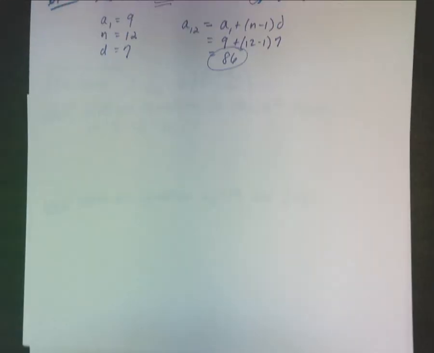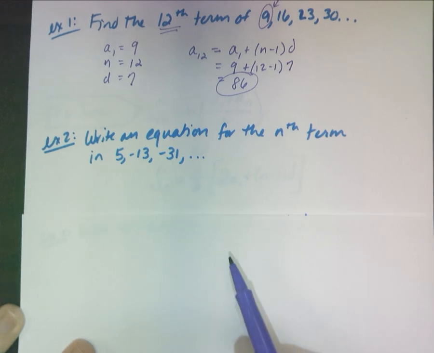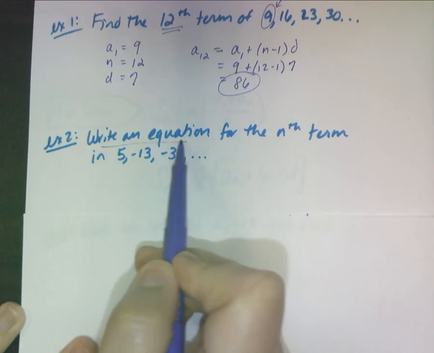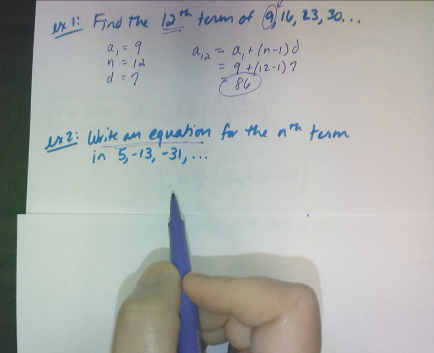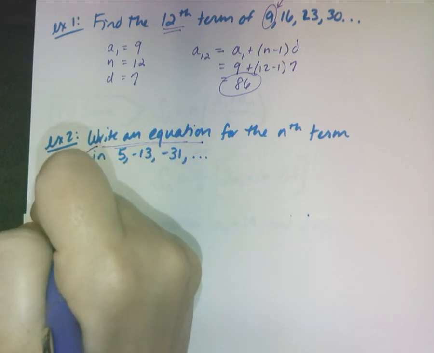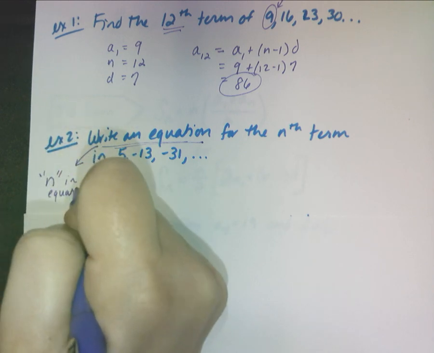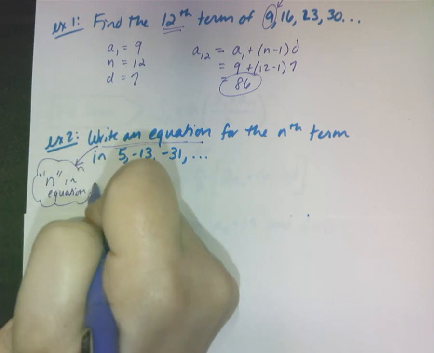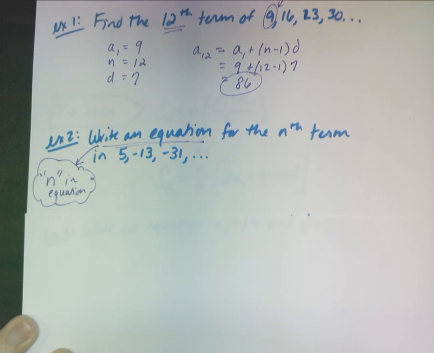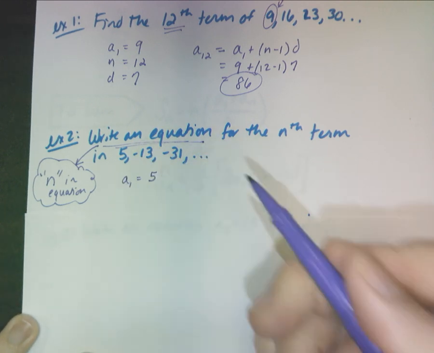Let's look at our next example where we have to write an equation for the nth term. Write an equation. Okay, so anytime it says write an equation, you want some n's in the equation. You want an n in the equation. Okay, so we want to write an equation for the nth term in the sequence 5, negative 13, negative 31. So we still want our a1, which is 5.